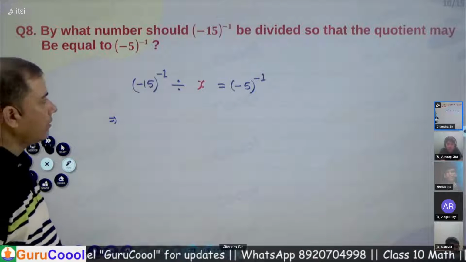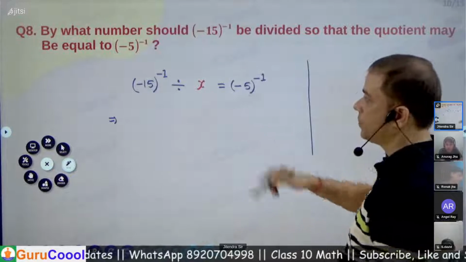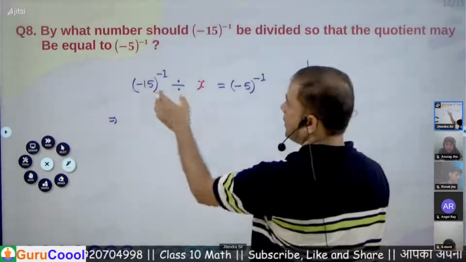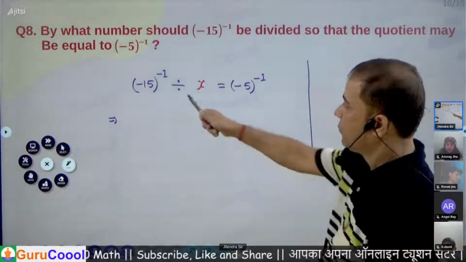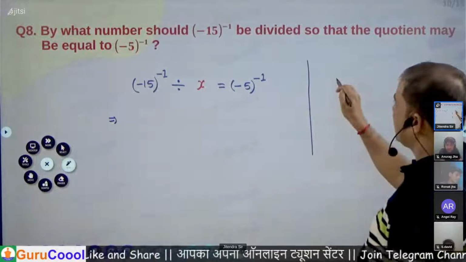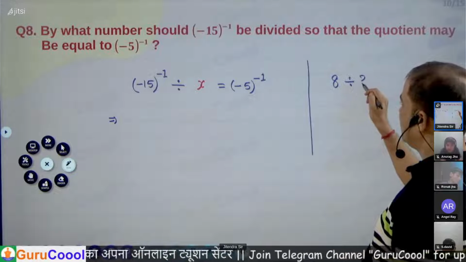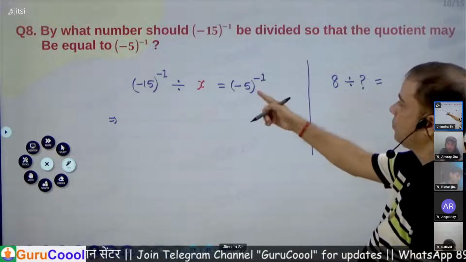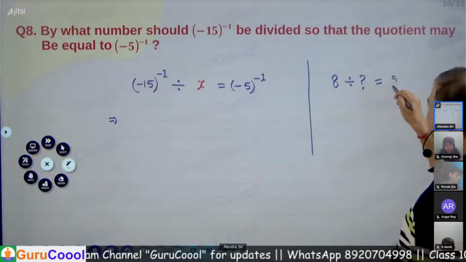How to find the value of x? To understand the step, to understand how to handle, let us write a similar, smaller, simpler model. First number divided by second number. I am taking first number 8, second number unknown, that is missing, and that is equal to some answer. Let us write answer 2.